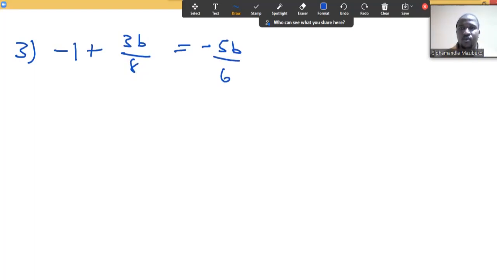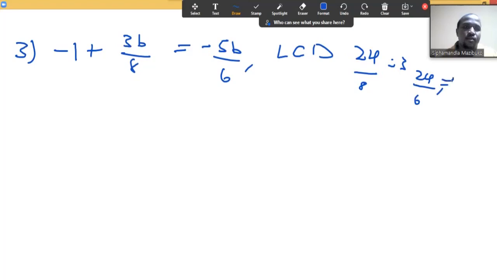So what we can do, we're also looking at the LCD. Our LCD in this case should be 24, because if you're saying 24 divided by 8, you're getting 3, and you can say 24 divided by 6, then you should be getting 4. So let's try to use our LCD, which is 24.